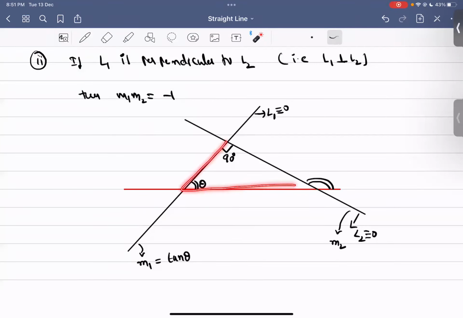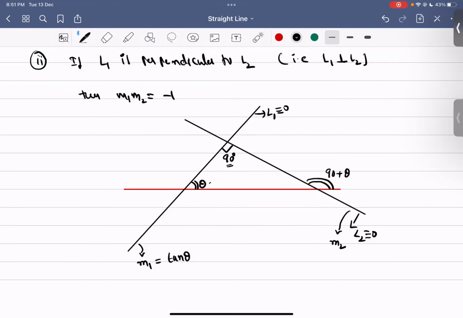So we have from school mathematics, from plane geometry, in a triangle, the exterior angle is equal to the sum of the opposite interior angles. If this angle is 90 and this is theta, then this angle is 90 plus theta. Exterior angle is equal to the sum of the opposite interior angles.